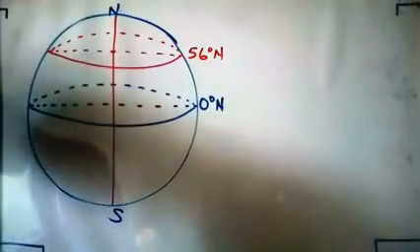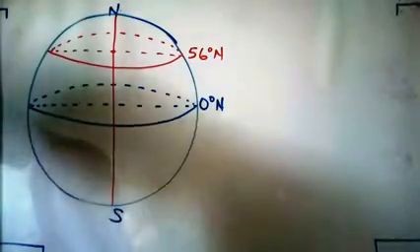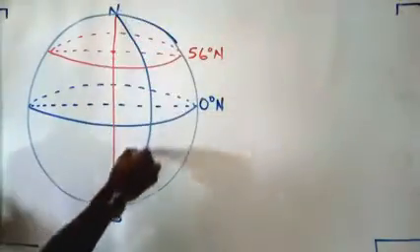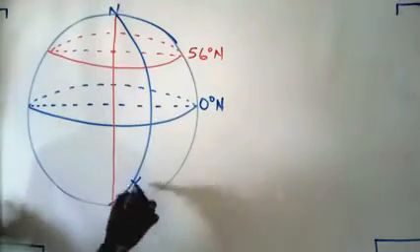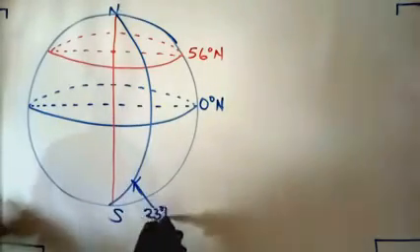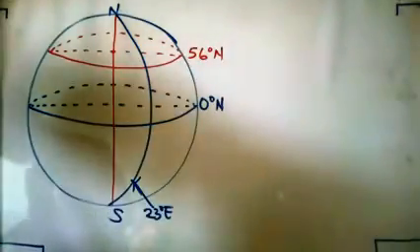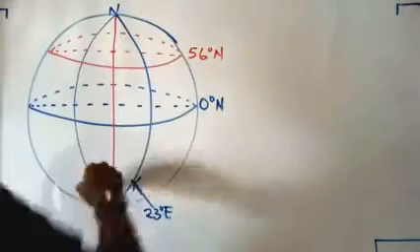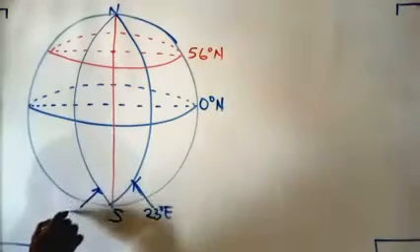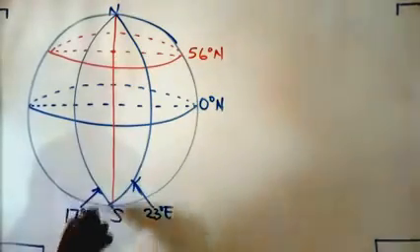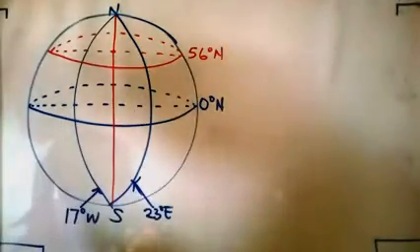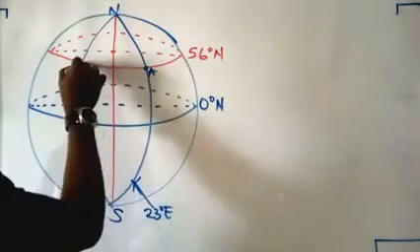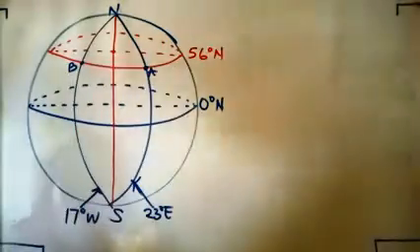Let me locate the point. One of them is 23 degrees east. So let's assume this is our 23 degrees east. And the other one is 17 degrees west. So let's just label them A and B.